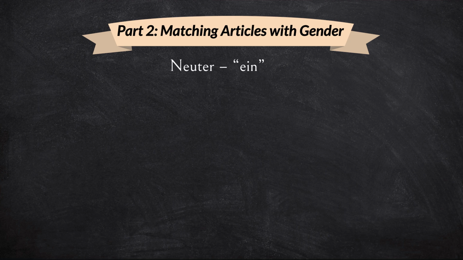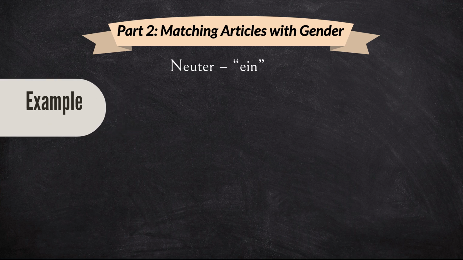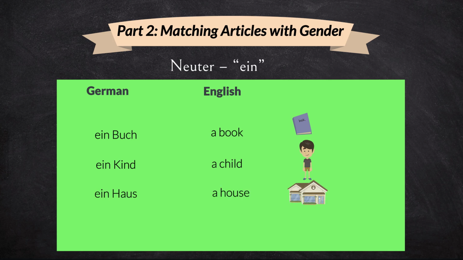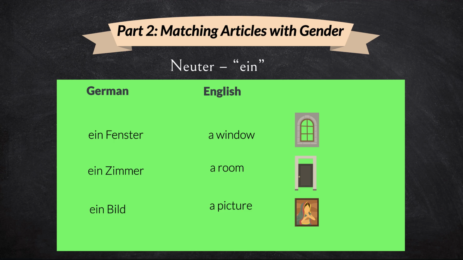And for neuter nouns, we also use ein, just like masculine. Here are some neuter words. Ein Buch means a book. Eine Kind means a child. Eine Haus means a house. Eine Auto means a car. These are neuter nouns. So again we use ein.